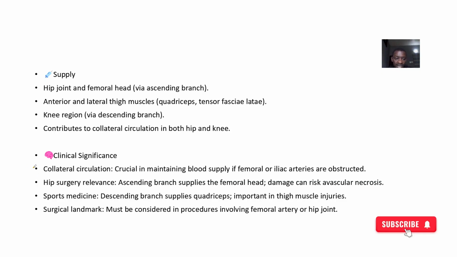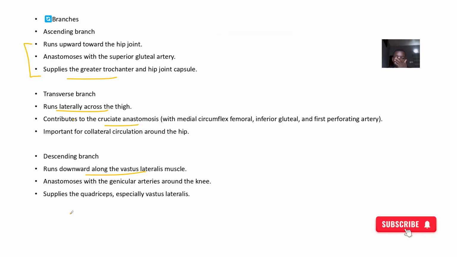So learn about the anatomy of this artery, because we want to know about the collateral circulation, and we want to know about its relevance in hip surgeries. Of course, if you are doing hip surgeries, you have to have a good knowledge of the anatomy of this artery. We want to know about it because it's important in sports medicine, and also because it is a surgical landmark.